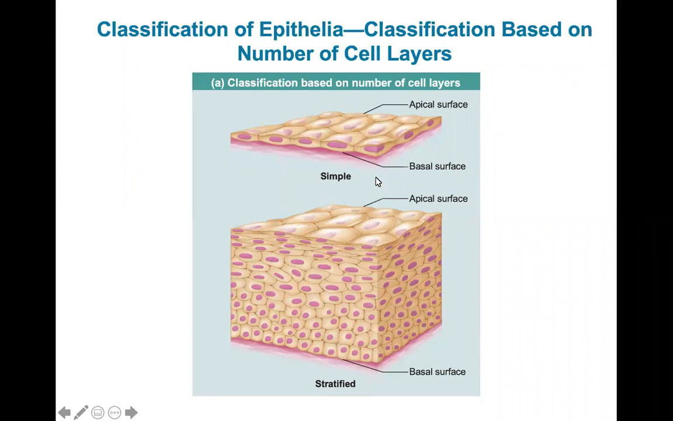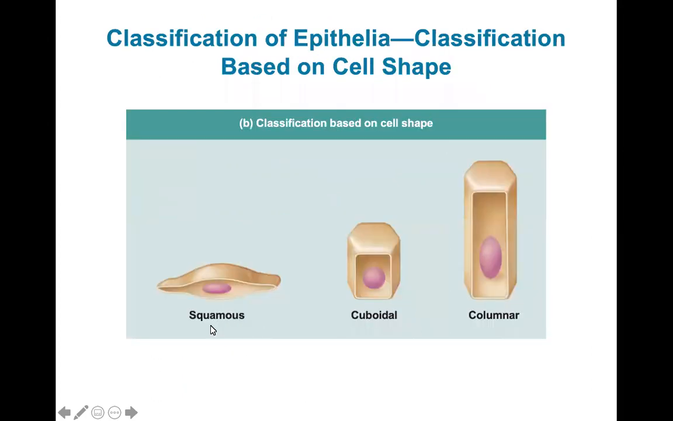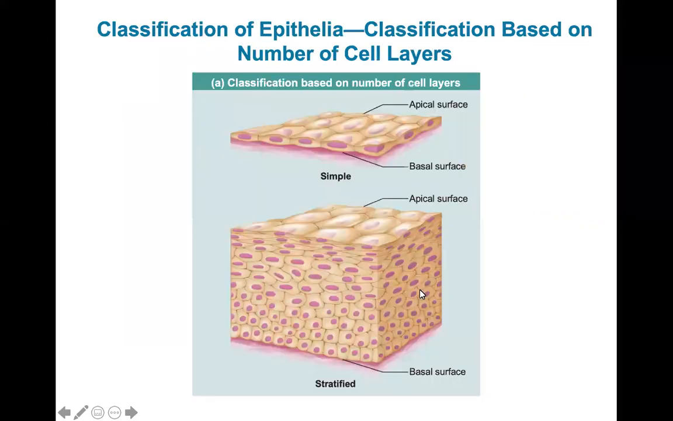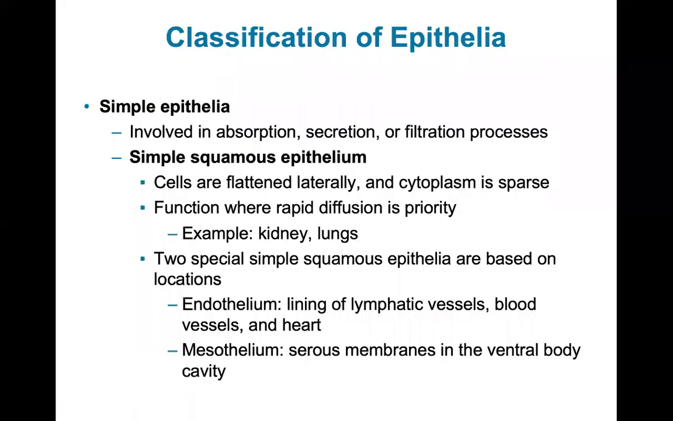And again, we have our polarity. So this would be the apical surface here, and down here where you see this pink purple stuff below is supposed to represent the basement membrane. So this would be our basal surface. Here's the apical surface, and then in our stratified, here's the basal surface down there. And then here's our three basic shapes: either flat cells, cube shaped cells, or column shaped cells. Okay. So what we're going to do now is look at all the different types of epithelial tissue in a little more detail.